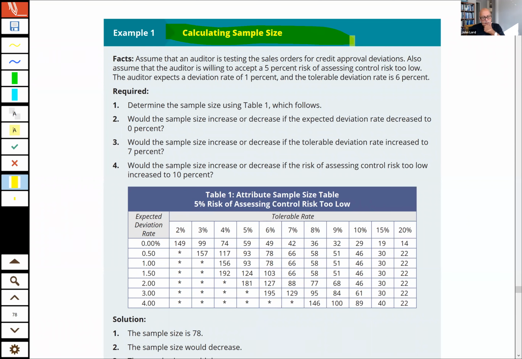All right, so let's just go ahead and take a look over here. And now we're going to use some actual numbers to see how these different factors affect sample size, okay? So they tell us, assume the auditor is testing the sales orders, and assume the auditor is willing to accept 5% risk of assessing control risk too low. The auditor expects a deviation of 1% and a tolerable deviation rate of 6%. Okay, so they're using those factors.